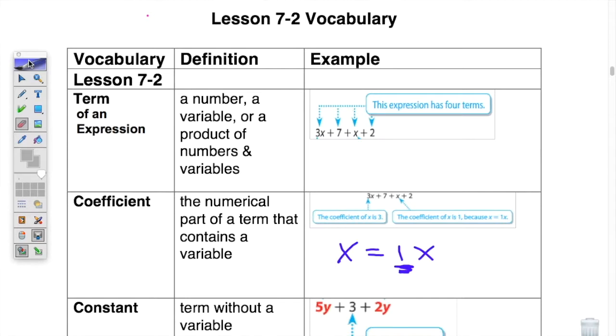Before we start the notes on 7.2, the vocabulary to go along with the lesson is: a term of an expression is a number, a variable, or a product of numbers and variables. In the example, we have 3x plus 7 plus x plus 2, and each of these is a term. 3x is a term, 7 is a term, x is a term, 2 is a term. This expression has 4 terms.